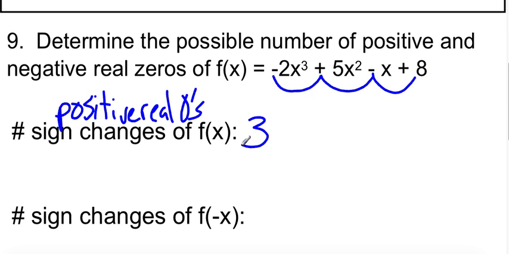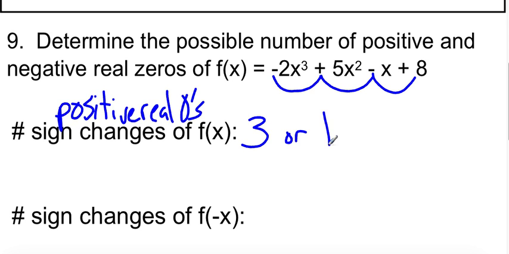But remember it said, or, what did it say? Less than that by an even number. So you take this number, and if you can, you subtract 2, which we can. So there's either three positive real zeros to this function, or there's only one. We're not sure which.